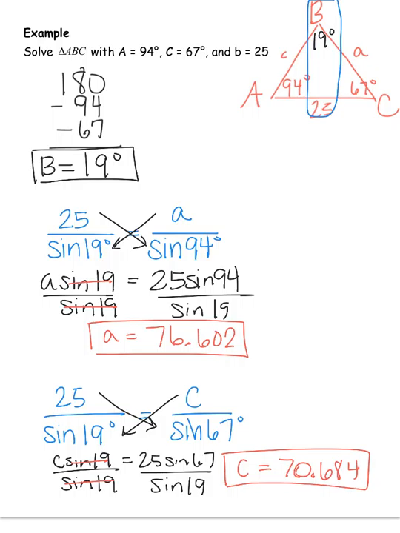You can verify that your answer is reasonable because the largest angle should create the largest side. So the 94-degree angle is angle A, so side a should be the largest answer, and it is, 76. And the smallest angle, which is B at 19 degrees, should create the smallest side, which 25 is the smallest side. So our answer is reasonable.